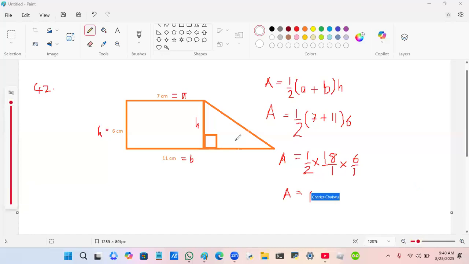The next thing that we do is to cancel. Now there are two things you can do here. 2 can either go into 18 or 2 can go into 6. But please take note, 2 cannot go into both 18 and 6. So the one I want to do now is to say 2 into itself 1, 2 into 18, 9. So I'm now left with 1 times 9 times 6.